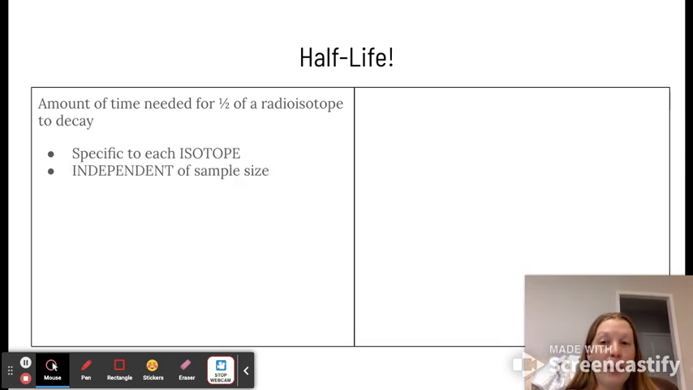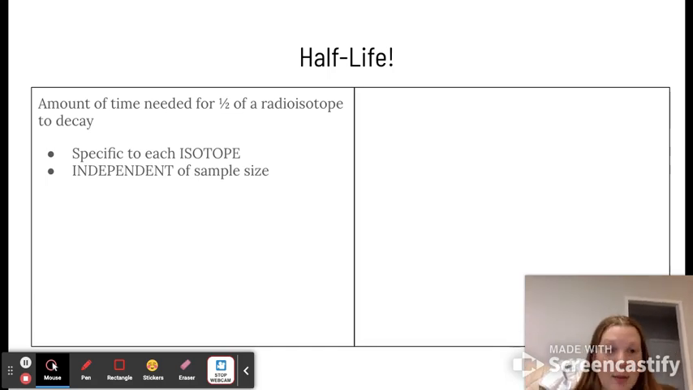This is also independent of sample size. So the amount of time it takes for 50 grams to decay down to 25 is the same amount of time it would take the exact same material to decay from 25 to 12.5.